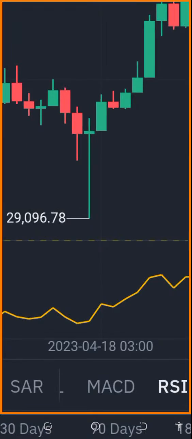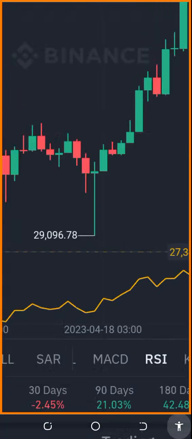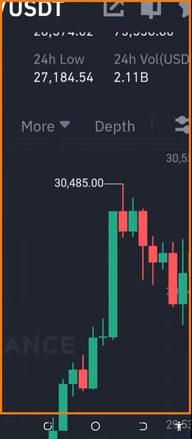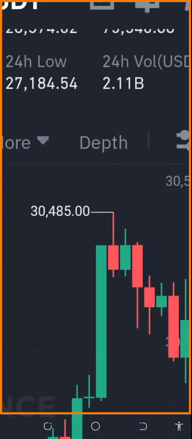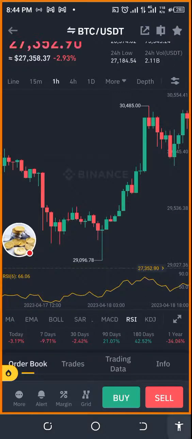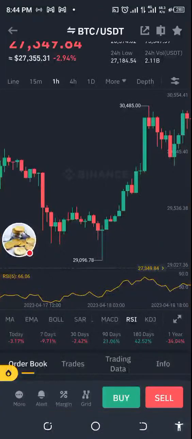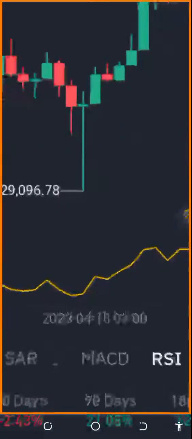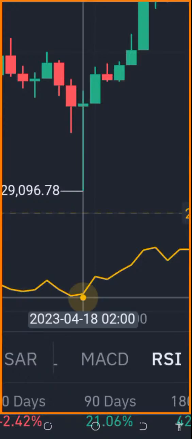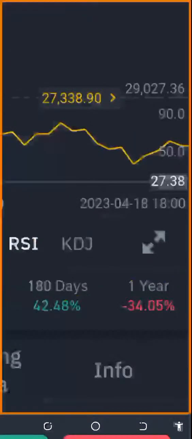29,096, it had a change and went back up. Can you see that? It started pumping until the time when it hit what? 30,485. When it got to that point, you can see what I'm saying. I just want you to understand this. Correlate these two factors. Correlate these 2 points here. Can you see where this 29,096 is? Can you see that? This is the point. That's the lowest point it got to. And that is what? 27.